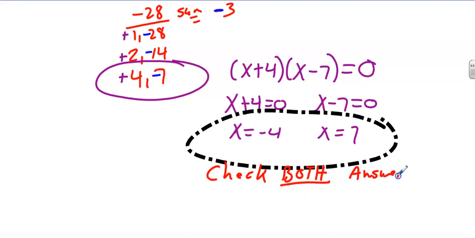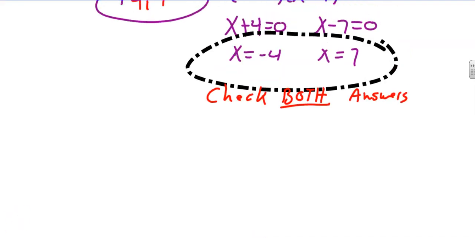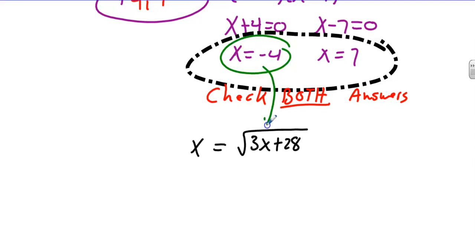So you do have to check both answers. Okay, and we started off with... Alright, let's check the negative 4 first. I'm going to plug it in here, and we're going to plug it in here.